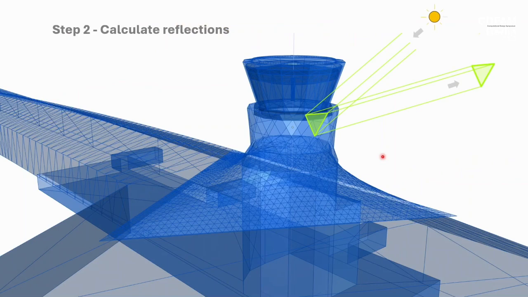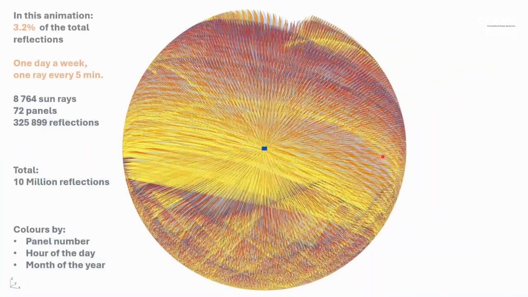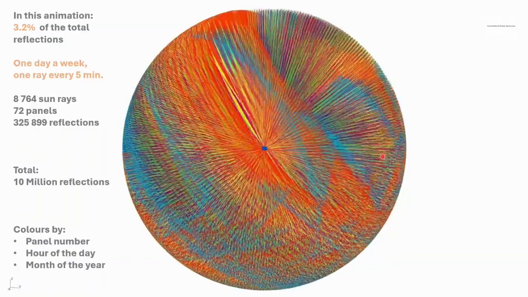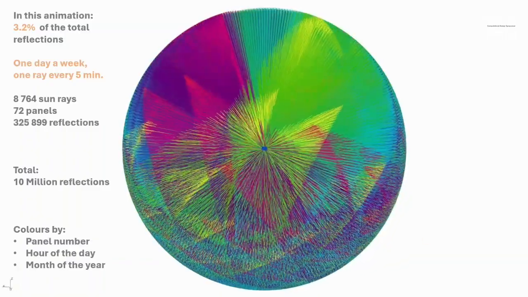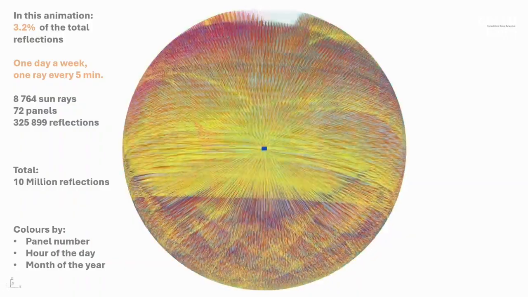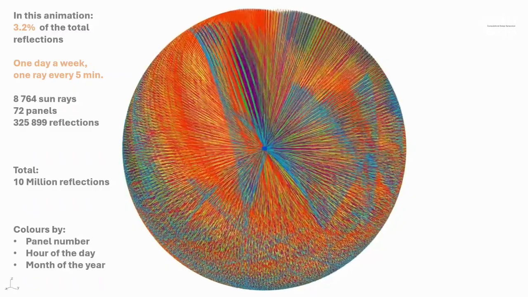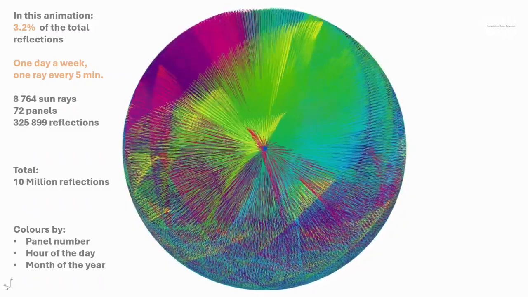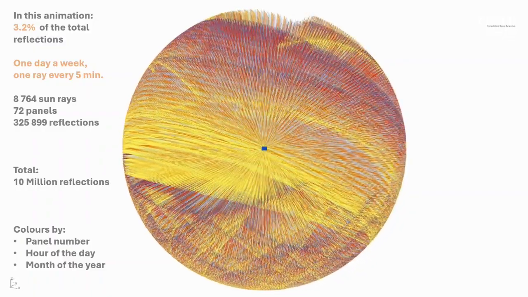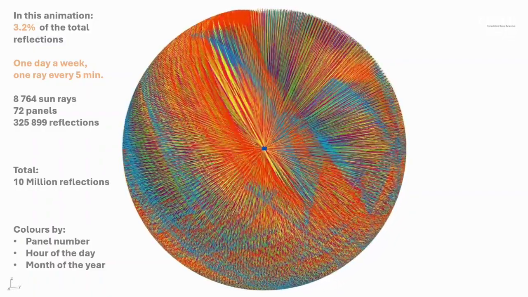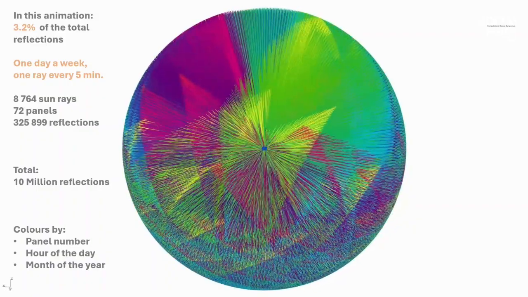The next step was to calculate the reflections. For this, we use this method. Basically, if we have a triangular panel, we have a triangular reflection, if the angle is less than 180 degrees, of course. And this is how it looks. To make this animation, it was too much to visualize 10 million reflections. So in this animation, there is only 3.2% of the data. It was made not every minute but every 5 minutes, and just a single day a week.